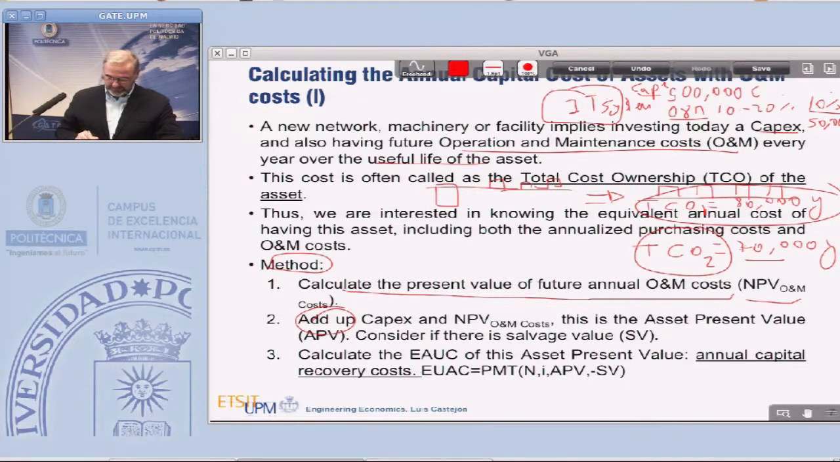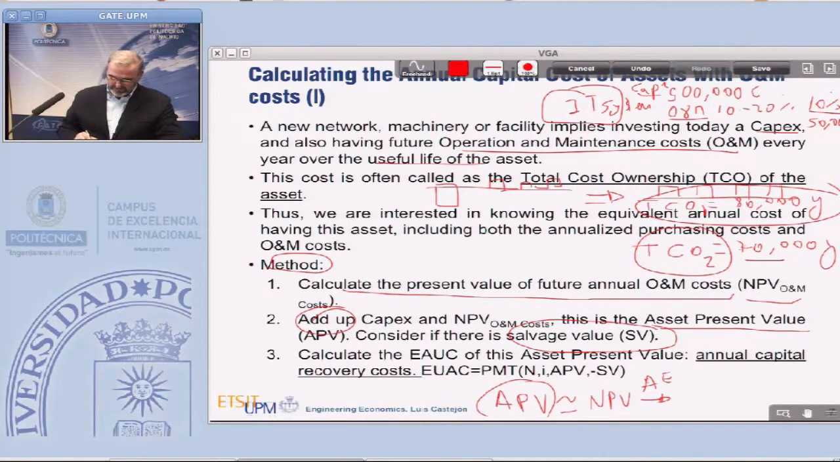And then this is the concept of the asset present value. Also, if we have salvage value for the system in the future, you have to take it into account. And then what we do is that as we have the asset present value, equivalent to the net present value, a similar concept, using the annual equivalent criteria, we have learned this.